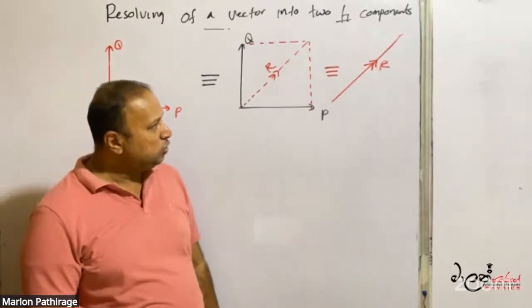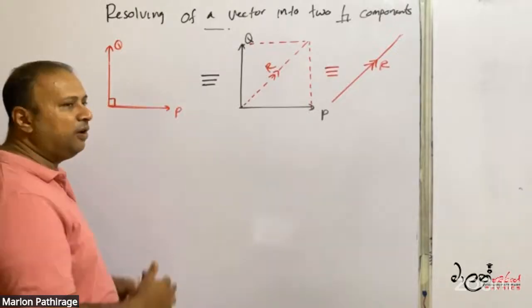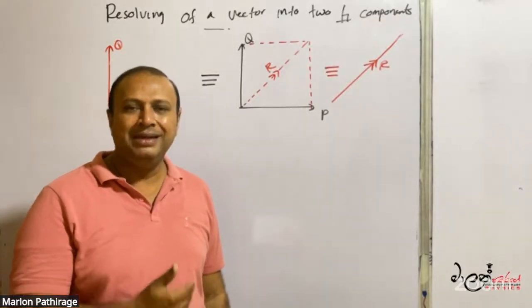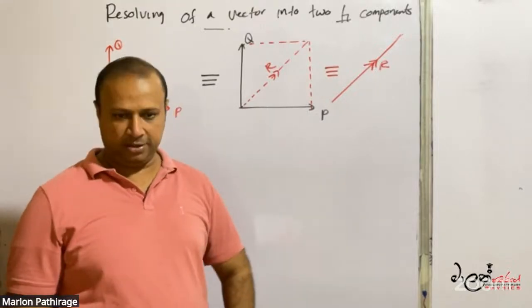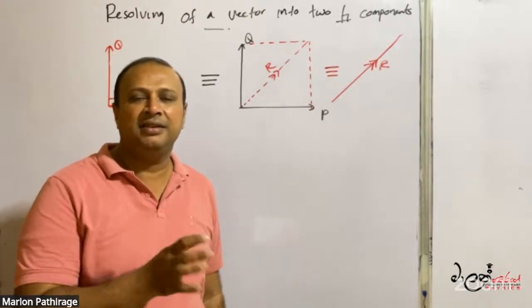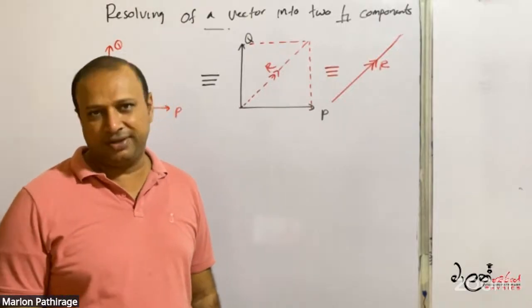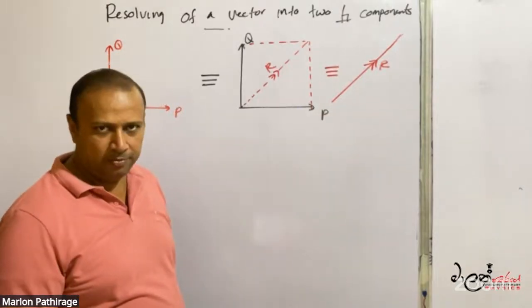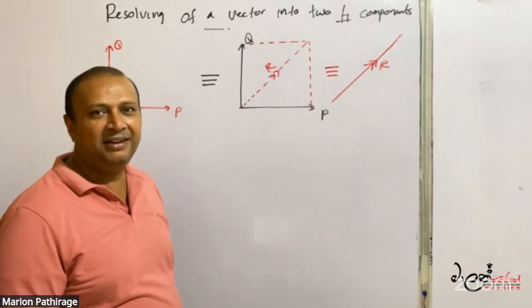So actually, resolving of a vector is very much used to deal with the direction of the vector. That is why I use this, because in such situations it is actually very hard to deal with the direction of the vector.